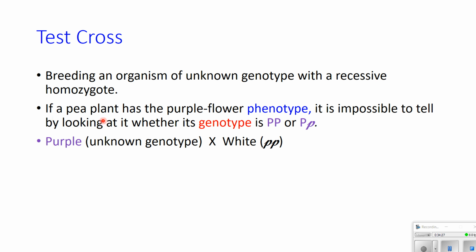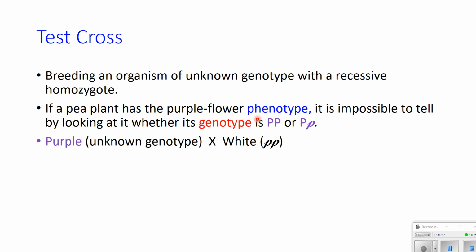If I was to show you a pea plant, and the only thing I tell you about it is, look at it. It's a purple flower pea plant. In other words, I don't tell you any background. I just show you the plant, and it's got purple blooms on it. Well, you're going to know the phenotype. The phenotype is obvious. Purple flowers. That is its physical appearance. That is its phenotype.